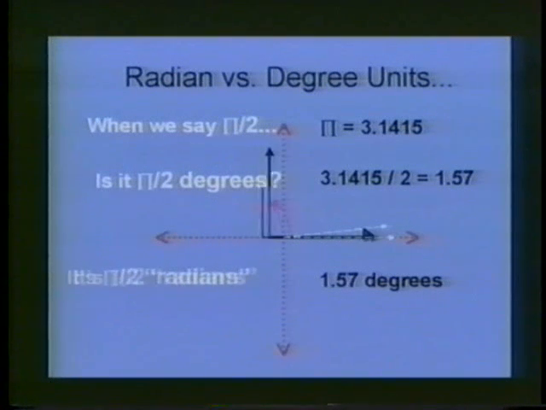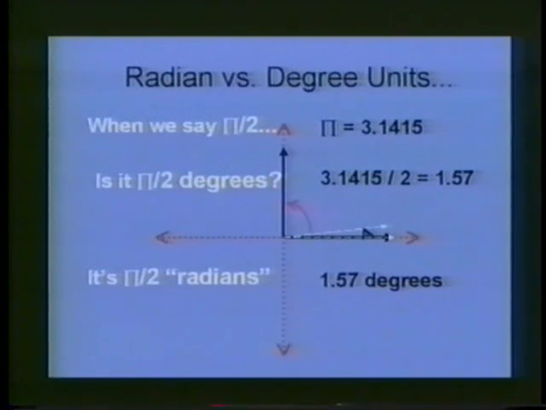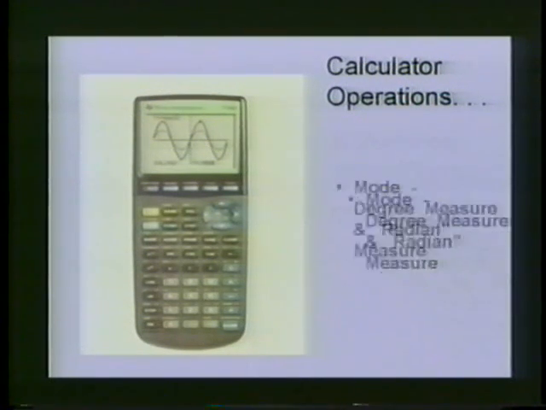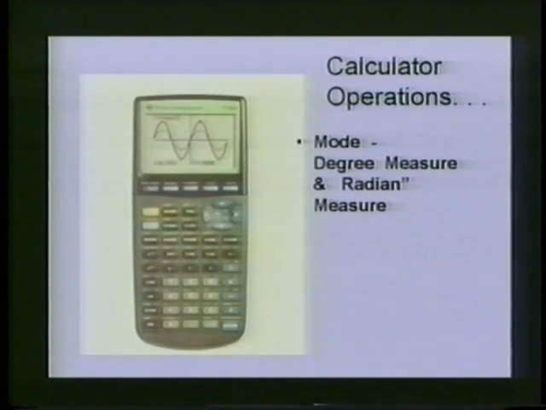So as soon as you see pi, my point is, as soon as you see pi, you know we're talking in radian measure. Okay, you should be anyway. Now let's do some calculator operations. You can see how important it is to check that you're in degree measure or radian measure, because you're going to get totally different answers.